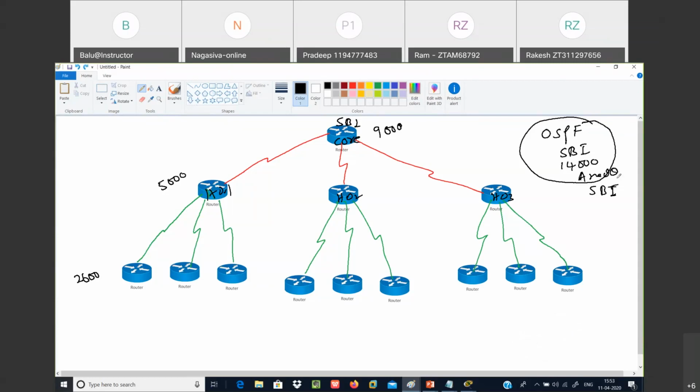In area 0, how many routers are available here? 14,000 routers. So each router should maintain how many routers' information? 14,000 routers' information. But maintaining that, it runs out of memory and the routing table is too big. To avoid this type of issue, OSPF introduced the area concept. OSPF divides the single area 0 into multiple areas.